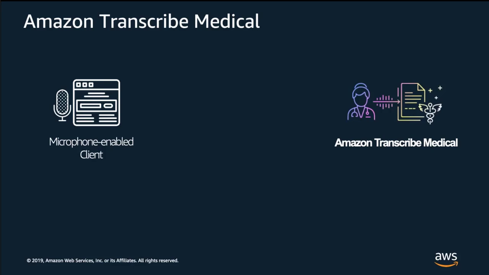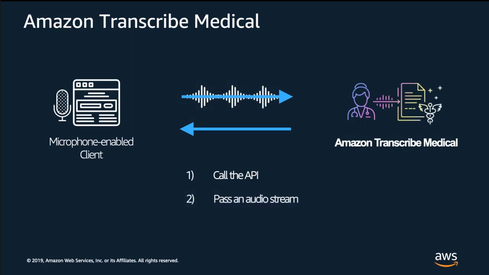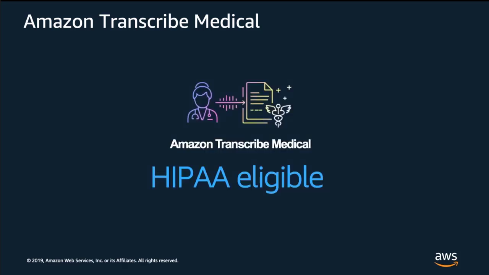I want to dig a little bit deeper on how easy it is to use Amazon Transcribe Medical. If you have a microphone-enabled client on the front end, it's as simple as calling the API to establish a secure WebSocket connection. It's a bilateral connection over which you can begin to pass an audio stream to our service, and then in return, the service will return a text stream in the form of JSON blobs. Amazon Transcribe Medical is HIPAA eligible, which means that the service neither stores inbound audio nor does it store the outbound or output transcripts.